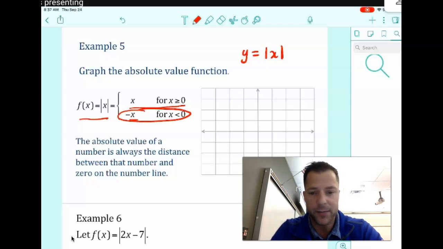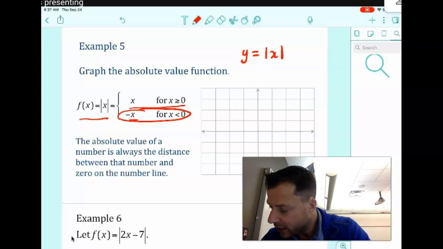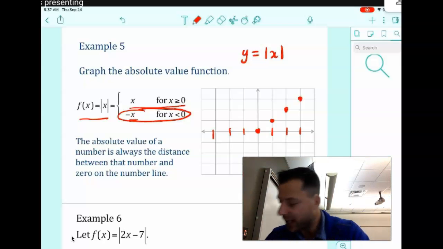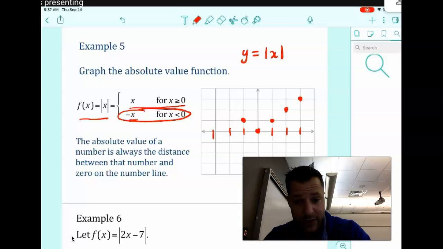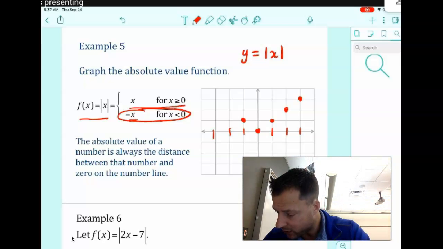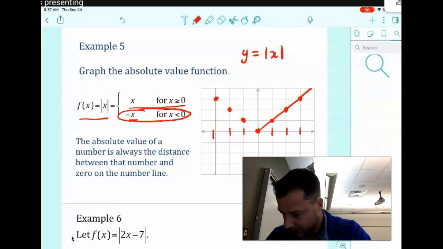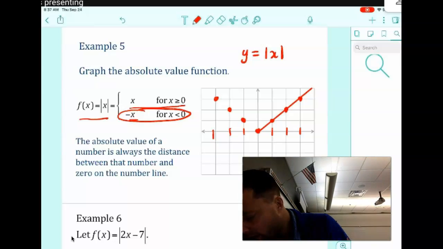That's the absolute value. So when we graph this, we can pick just a few numbers, 1 to 3 and negative 1 to negative 3, excuse me. The absolute value of 0 is 0, the absolute value of 1 is 1, the absolute value of 2 is 2, the absolute value of 3 is 3. And then it's mirrored over on the other side. The absolute value of negative 1 is 1, the absolute value of negative 2 is 2, the absolute value of negative 3 is 3.